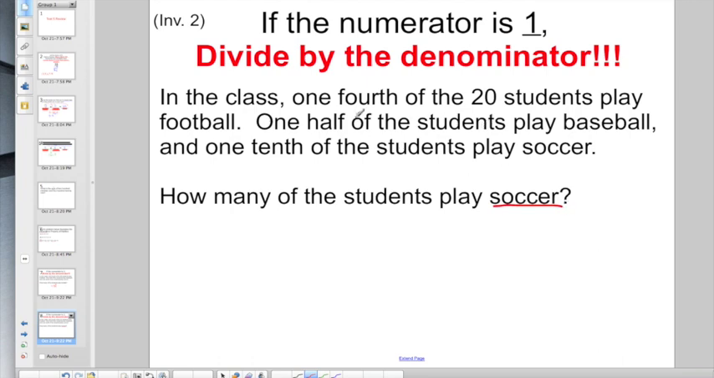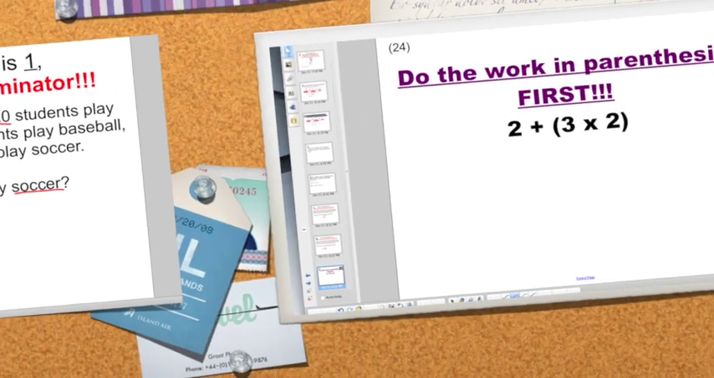Well, let's take a look. 1/10 of the students play soccer. 1/10 of the 20 students still. We're still talking about the same group of kids. Only this time it's 1/10 of those kids. Well, the numerator is still 1. Only I'm talking about 1/10 of them. So they want to know how many kids are playing soccer. 10 times what is 20? And hey, that answers 2.